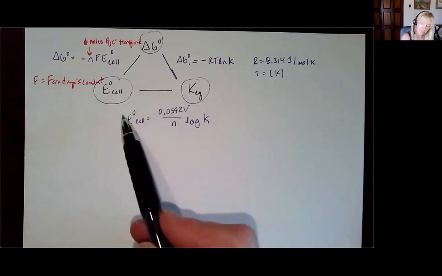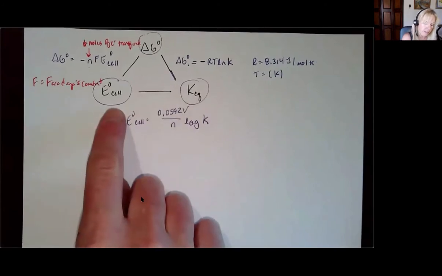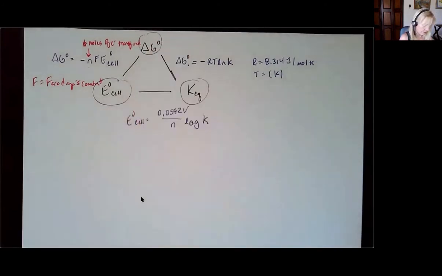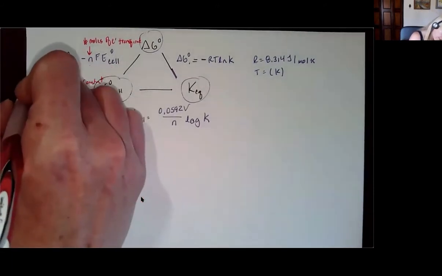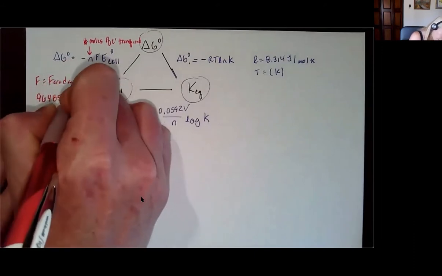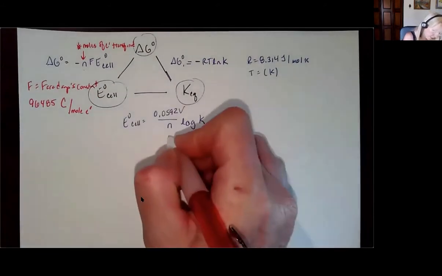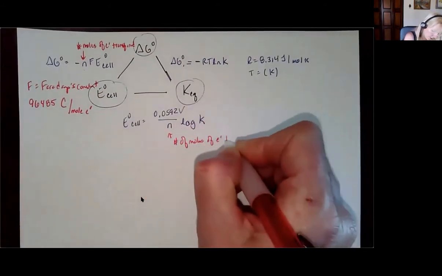And so I have these three equations here that are going to allow me to toggle between equilibrium constant, cell potential for redox, and my Gibbs free energy. Faraday's constant is 96,485, a large number, and it has units of coulombs per mole of electrons. n is always going to be the number of moles of electrons transferred.